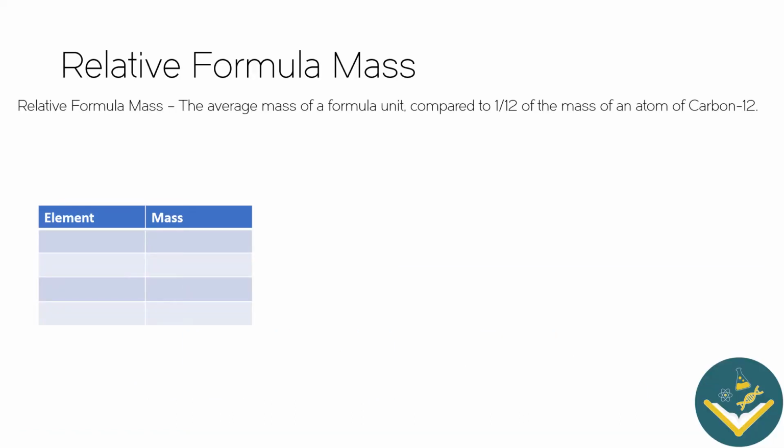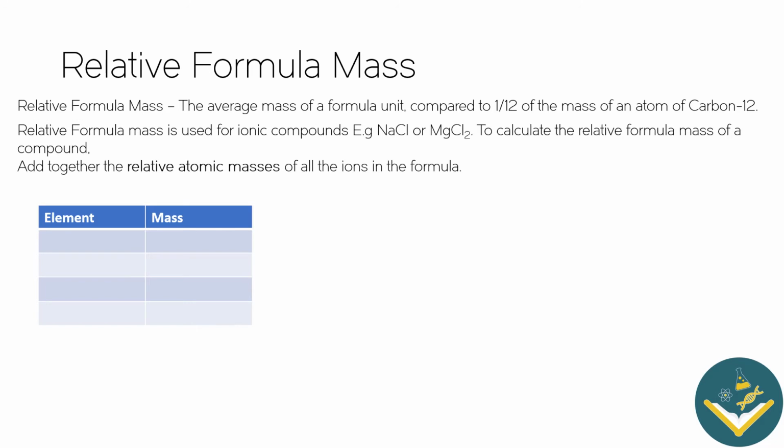Now, relative formula mass is the average mass of a formula unit compared to 1/12 of the mass of carbon-12. So what this means is similar to what we covered in the previous videos, that carbon has a mass of 12 and we compare everything to 1/12 of that, which would be 1. And relative formula mass is used specifically for ionic compounds, so for example sodium chloride and magnesium chloride.